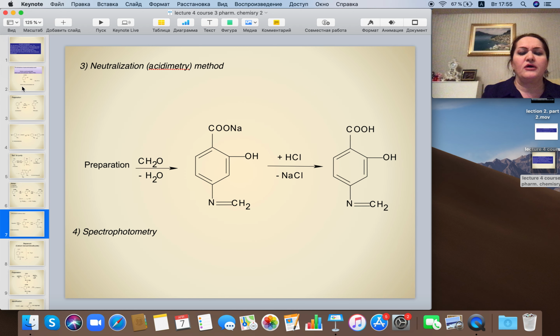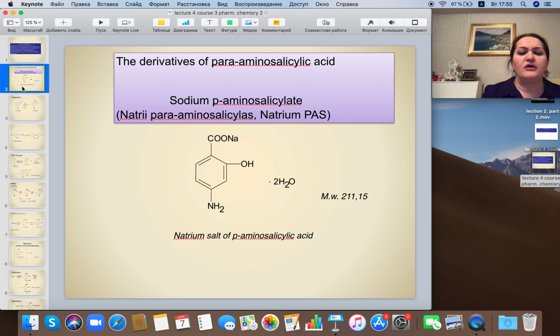And you must know that sodium para-aminosalicylate is an anti-metabolite of para-aminobenzoic acid, PABA. And para-aminobenzoic acid, you know, is necessary for the growth of microorganisms. Therefore, para-aminosalicylate or the derivatives of para-aminosalicylate are anti-metabolites of para-aminobenzoic acid.